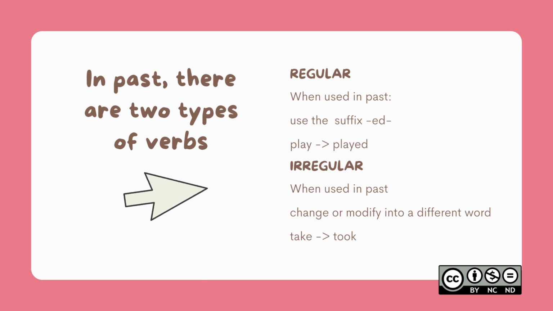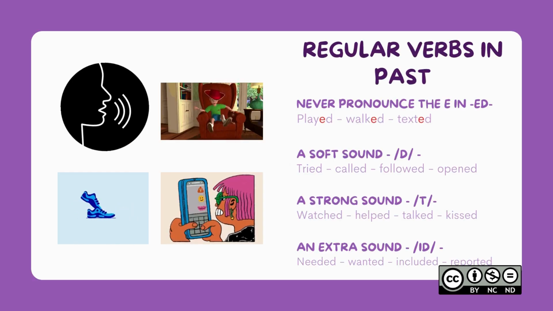An irregular verb is a little bit different because you change or modify the verb in present into another verb in past. In the case of take, we say took. But right now, let's focus on regular verbs in past.